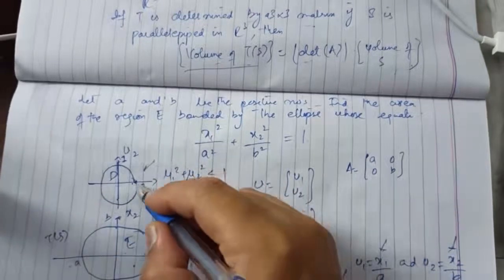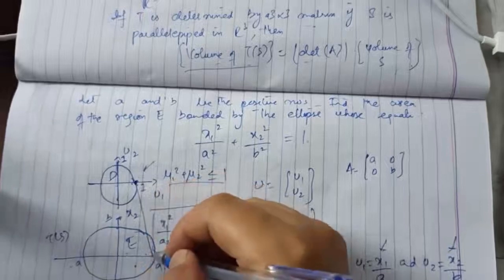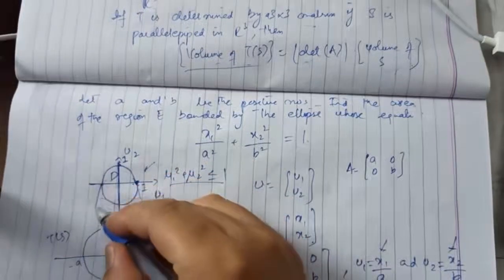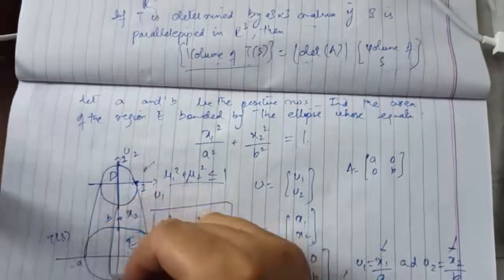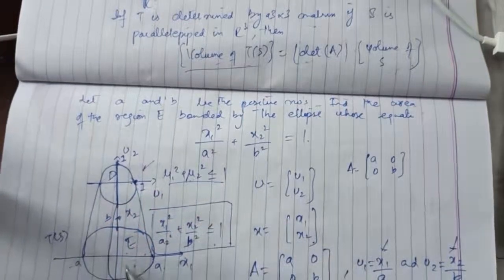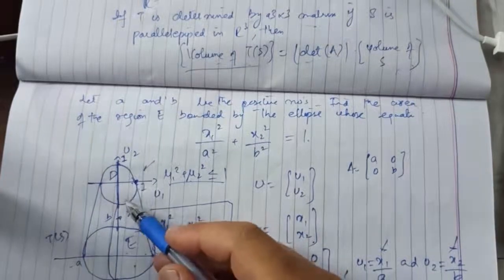So you can think of this point going here, right? So this is its image under the transformation. This point is the image under that transformation, this point is the image under that transformation, and this point is the image under that transformation. Okay. So what we want to do is find the area of this ellipse that we have drawn by transforming this circle.